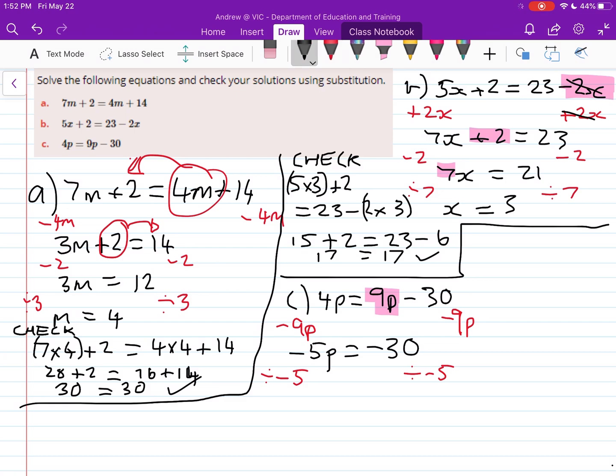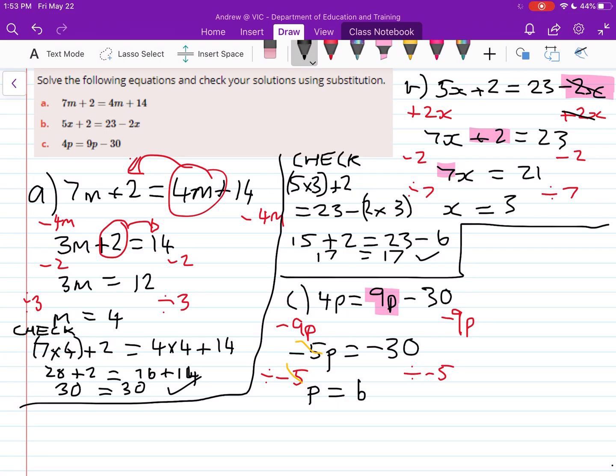So, p, the negative 5's cancel out here. So, that cancels out with that. Okay, negative 30 divided by negative 5. Remember, two negatives. If you're dividing or multiplying, make a positive. So it will be a positive number. So 30 divided by 5 is 6. So p is equal to 6.